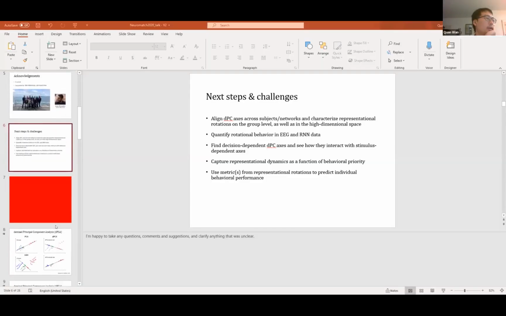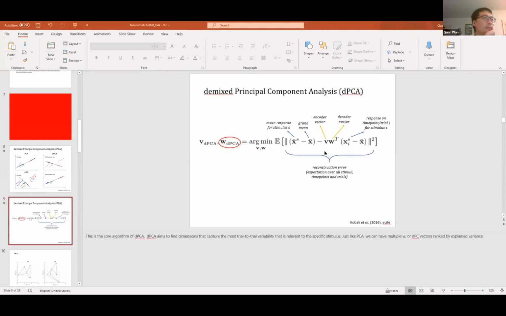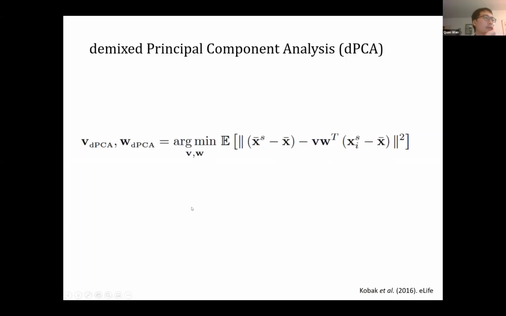So I want to ask, how exactly do you come up with that dPCA subspace? As I missed your first part, if you can briefly tell, that would be great. Right, sure. I can show you the dPCA algorithm. Let me share my screen real quickly. Can you see it now? Yes. So this is the essential dPCA algorithm. Let me parse it out for you.